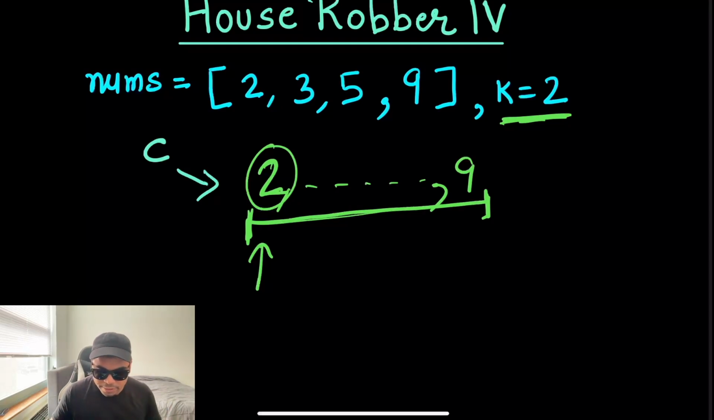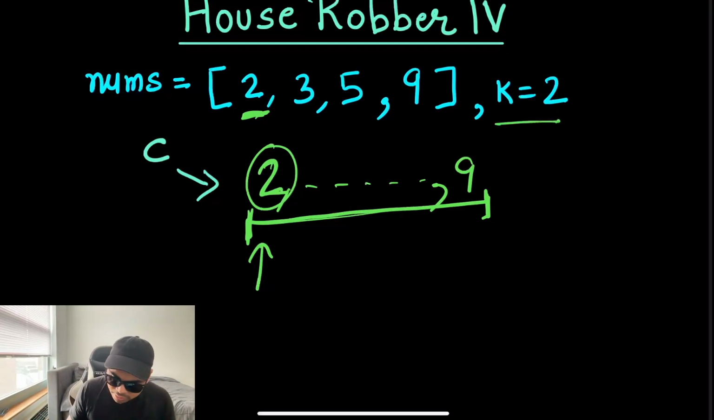Capability is the maximum of the houses that you can choose. Then you can only choose from 2. If 2 is your capability, which is the maximum of all the houses that you can choose, this is the only choice you have. Then you can't steal from 2 houses, k number of houses. Then this does not go well.